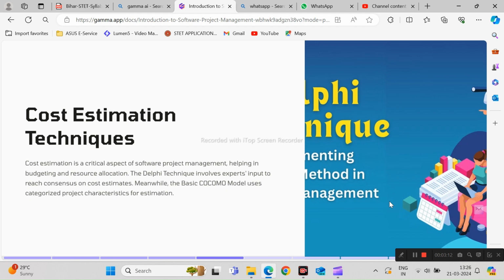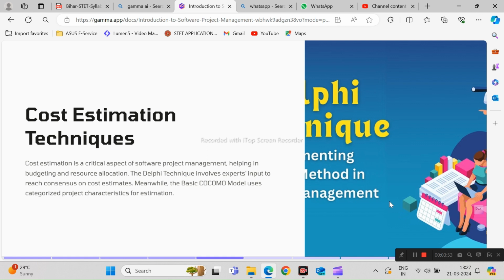Now we move ahead and see some other point, that is the cost. The next important point is the cost estimation technique. It's a critical aspect of software project management, helping in budgeting and resource allocation. The Delphi technique involves experts' input to reach consensus on cost estimation. There are two famous estimation techniques. The first one is the Delphi technique. The second one is the basic COCOMO model.